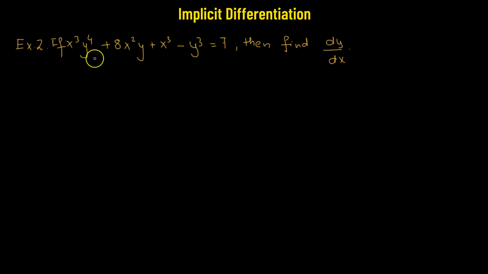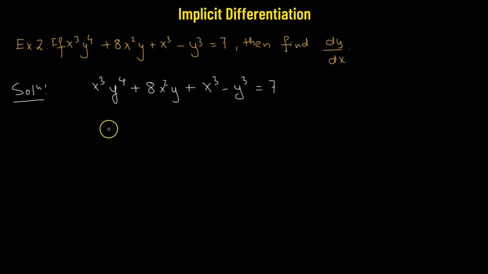So here we have the implicit function x cubed y raised to the power of 4 plus 8x squared y plus x cubed minus y cubed equals 7. So we need to find the derivative of y with respect to x. So we begin by considering the given function. Now we are going to differentiate both sides with respect to x. So we have d/dx of.